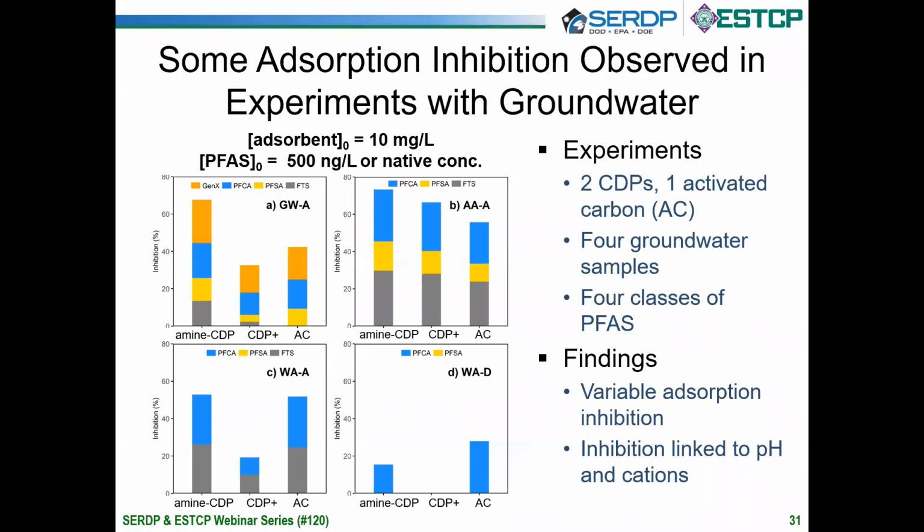When we analyzed these data alongside the concentrations of matrix constituents, we found that adsorption inhibition was most directly linked to pH and the concentration of divalent cations in the groundwater, with higher pH values and higher concentrations of divalent cations leading to more adsorption inhibition. So the data from these experiments are useful because they help determine when cyclodextrin polymers could be used directly for site remediation or when they could be implemented as part of a treatment train that includes some pretreatment for, example, divalent cations.